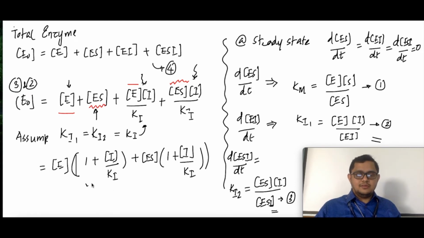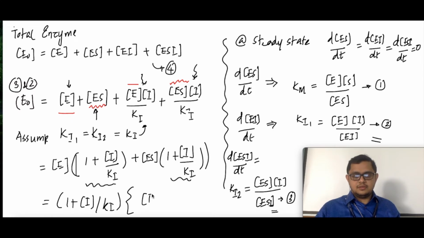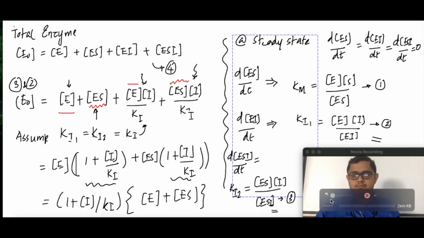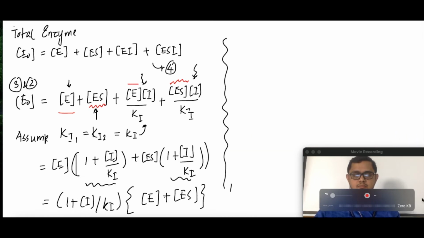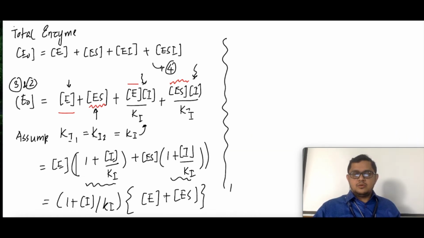Now you can see both these terms have 1 plus I by Ki, so that can be taken out. If I am taking out 1 plus I by Ki, the remaining term is E plus ES, right. Let me erase the other side so that we can continue. Now substitute equation number 1 in this.